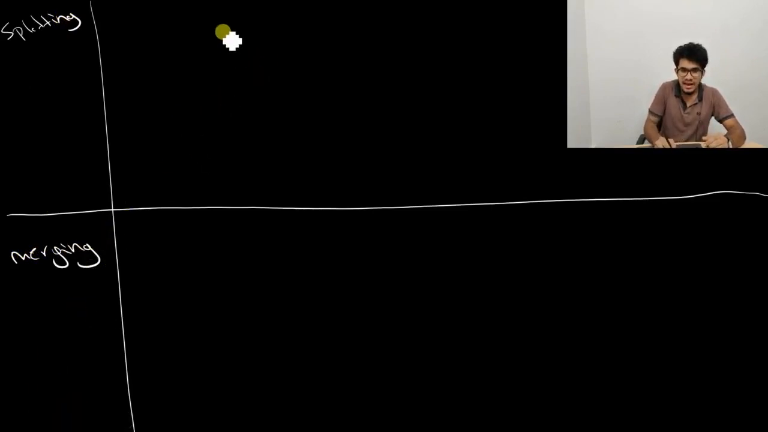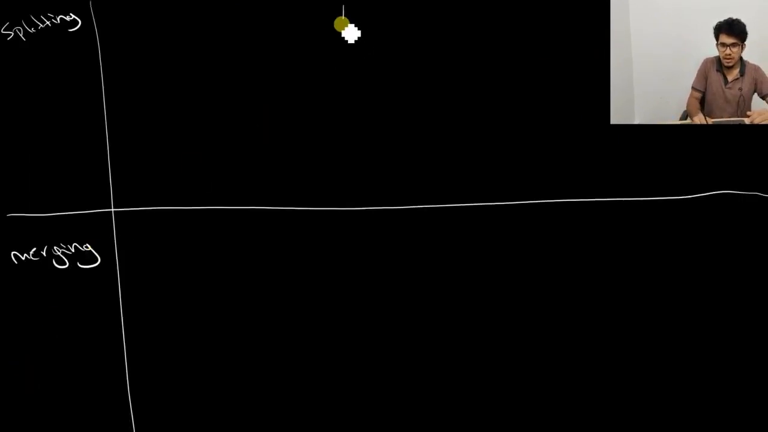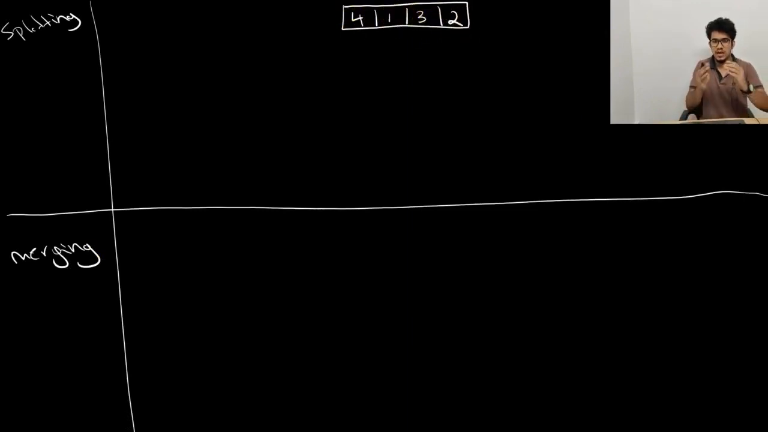For example, I had one array. Let me write here. I had one array with the elements 4, 1, 3, 2. Now what you have to do is keep on splitting into half. What's the array size now? 4. What is half of 4? Yes, half of 4 is 2, which means you have to split this array into two parts.